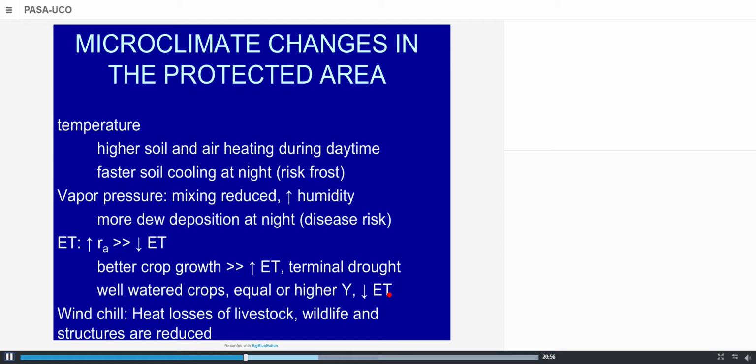The reduction in wind speed when we have low temperatures means a reduction in the wind chill. The wind chill is more or less the product of low temperature by wind speed. So by reducing the wind speed, we are reducing the heat losses from livestock, from wildlife, and from structures. So in the farmstead, we will require less energy for heating the house.